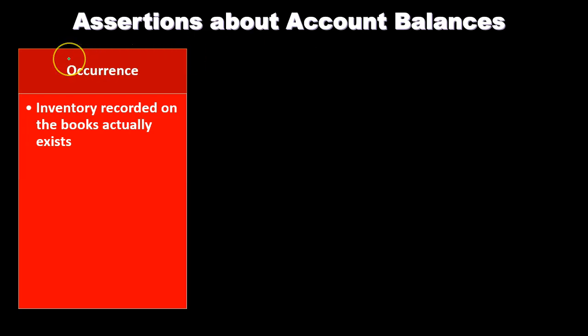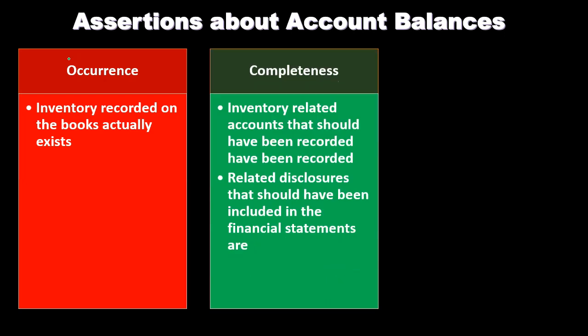So occurrence. Inventory recorded on the books actually exists. So occurrence, the inventory actually exists, of course, is what we were looking for. And then on completeness, inventory related to accounts that should have been recorded have been recorded. Related disclosures that should have been included in the financial statements are. So again, when we go back to occurrence, we're basically thinking, are the items, the inventory recorded on the books, the end result, should they actually be there? Are they actually there? Completeness, on the other hand, inventory related to accounts that should have been recorded, have they?